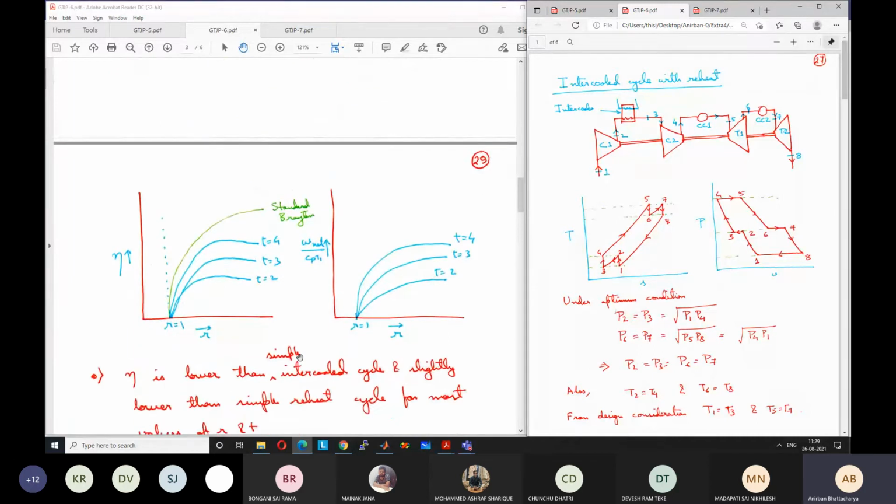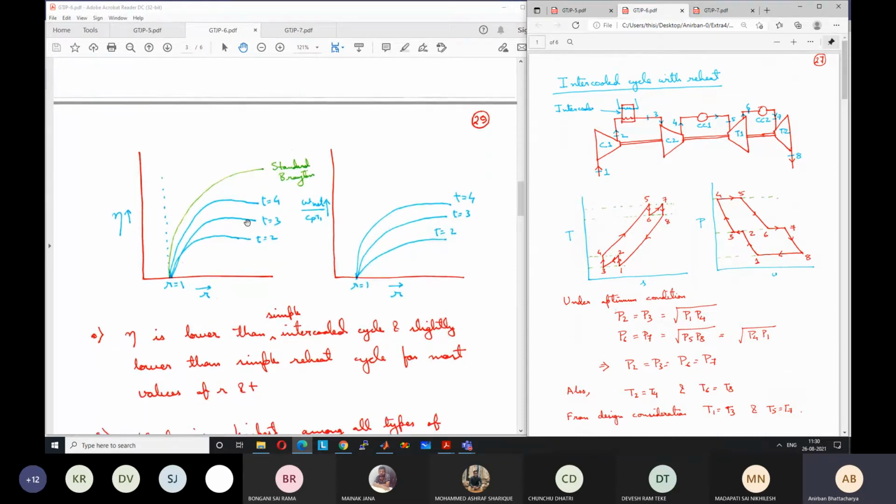For these cases, again, we will do the actual numerical comparison by using MATLAB plots. Let me show you the trends there. The trends are similar to those of the reheat cycle and intercooled cycle. For the standard Brayton cycle, we had a certain efficiency which was fixed with respect to T, but increased with respect to R. In these cases, the efficiency increases with T, but is still always lower than the standard Brayton cycle. The efficiencies are slightly lower than that of the reheat cycle and lower than that of simple intercooling.